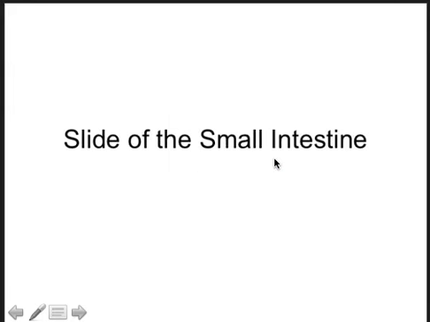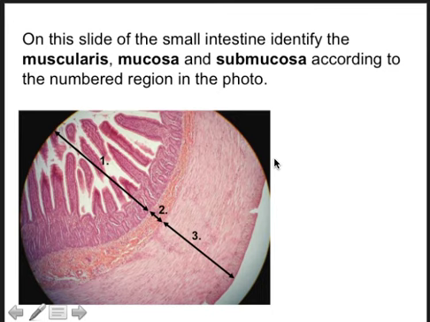Next, we have some histology slides. This is a slide of small intestine. On this slide, we want to identify the layers of muscularis, mucosa, and submucosa according to the numbered regions on the photo. Well, one is pointing to the mucosa. You can tell that it's the mucosa because of the extensive numbers of villi indicated here, the finger-like projections that increase the surface area of the small intestine.